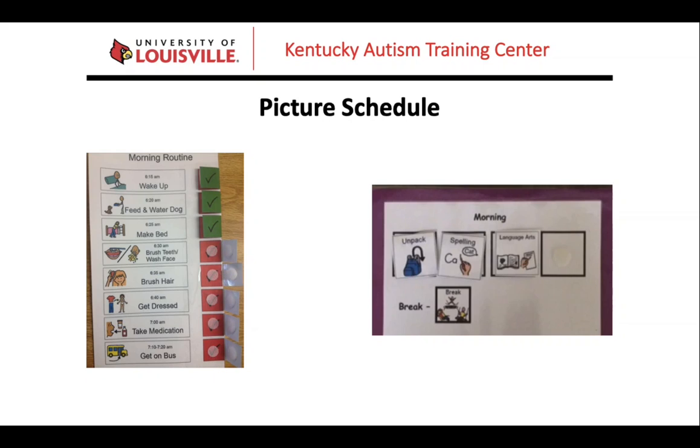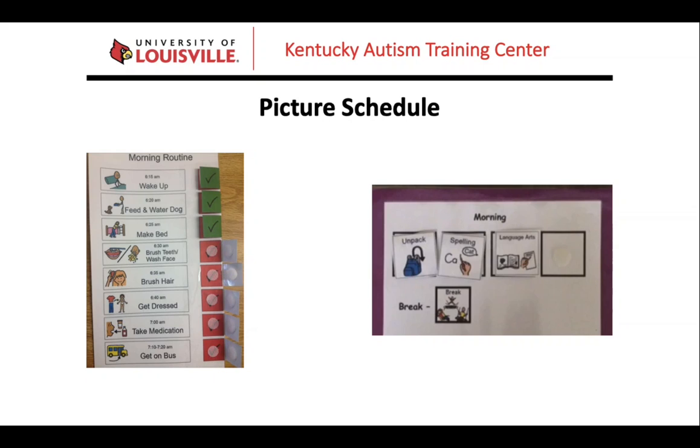For the example that's on the left, they have simply used a folder or construction paper that allows the individual to flip over when an item is done. So, after they've woken up, they flip over that check mark from red to green, showing that it's done. So you can see that they are currently on brushing teeth and washing face. That's supposed to happen at 6:30. Once they've finished with that, likewise, they'll flip over that green check mark and they'll move on to the next item of brushing hair.